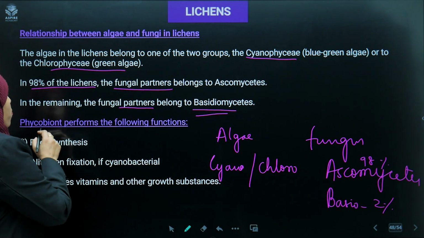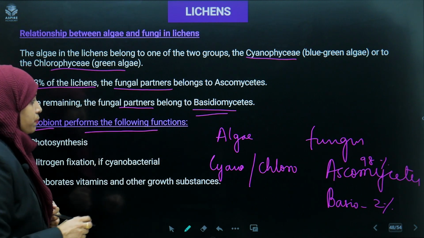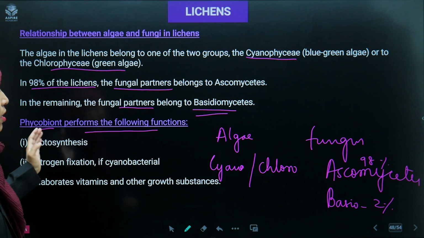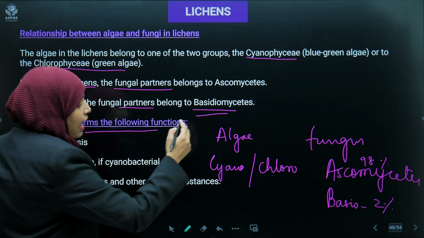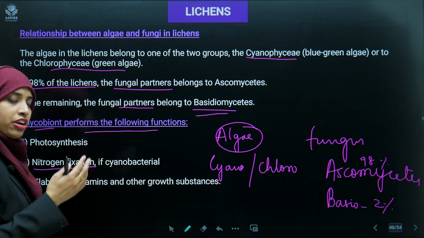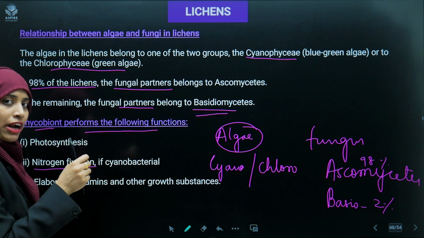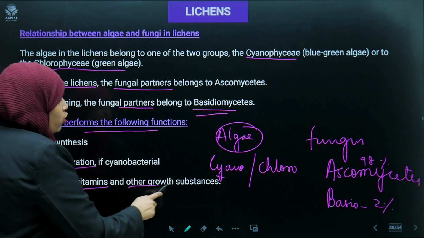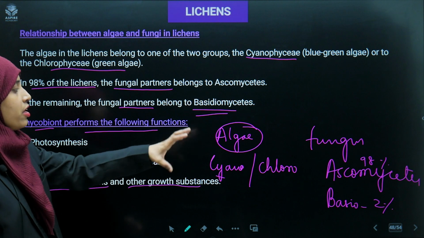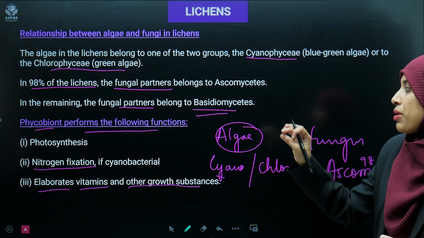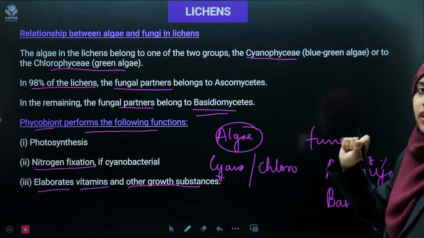Now the phycobionts perform the following functions. Photosynthesis is the work of the phycobionts, that means the algae. Nitrogen fixation is performed by cyanobacteria, if they are present. Vitamins and other growth substances will all be given by these algae because they perform photosynthesis. That means the responsibility of making food belongs to the algae.